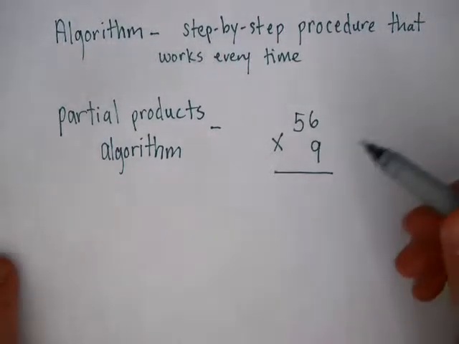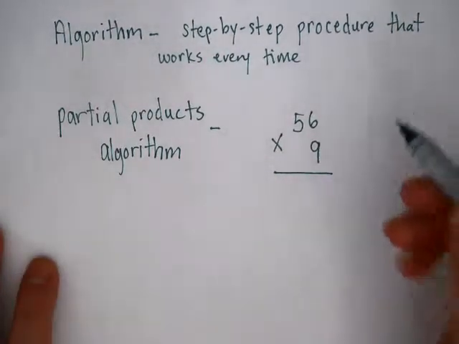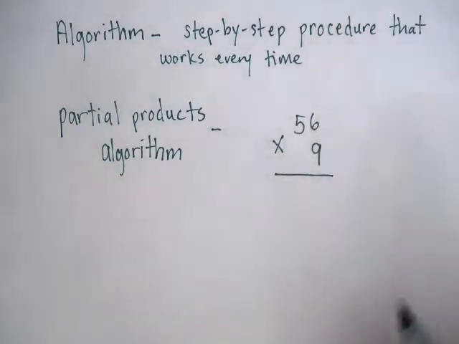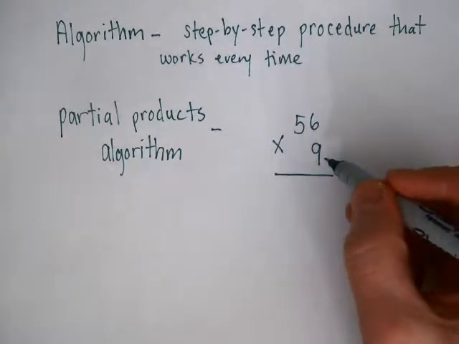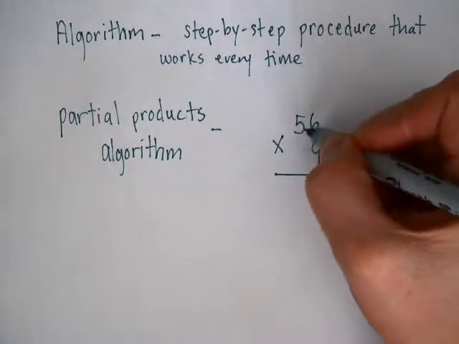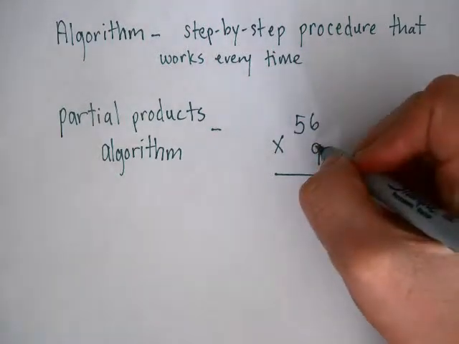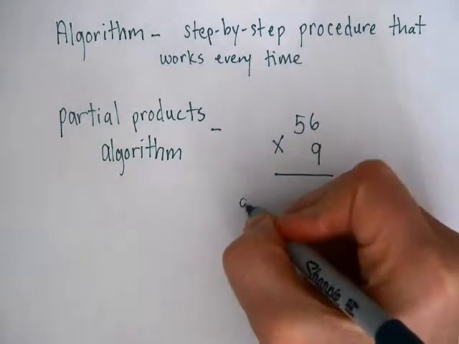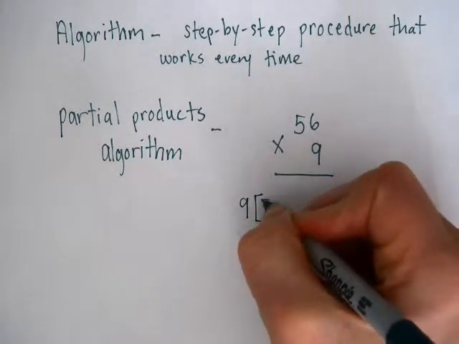Today we're going to be looking at the partial products algorithm, and that is this. So if we have 56 times 9, the way it works is like this. Instead of 56 times 9, we say, well, I know I have 9 50s. So I'm going to put that here, 9 50s.